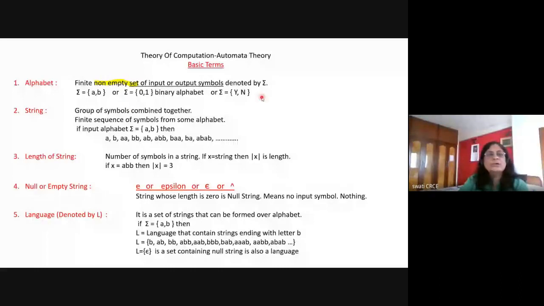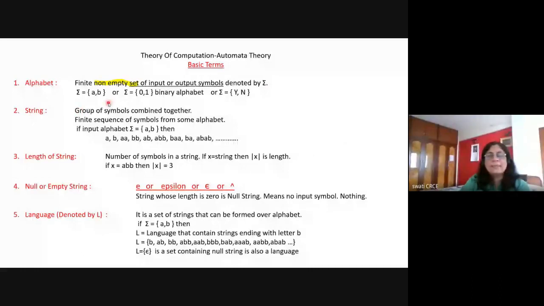Okay, so here the first term is the alphabet. Alphabet means that it is a non-empty set. It is finite. Finite is also important here. Finite non-empty set of input or output symbols denoted by sigma. Okay, so it is similar to the previous problem of capital I. Capital I is a set of input symbols or capital O.